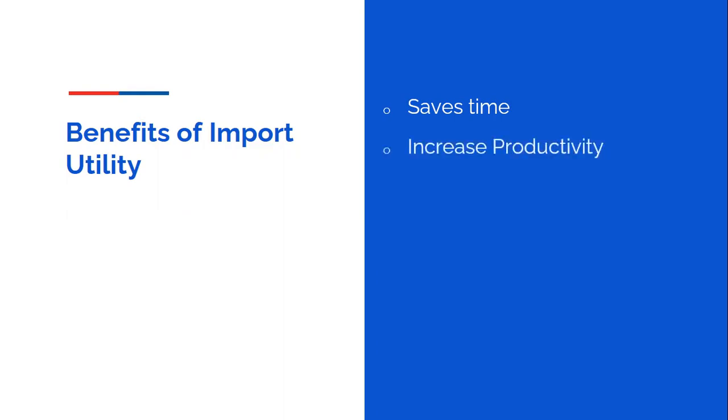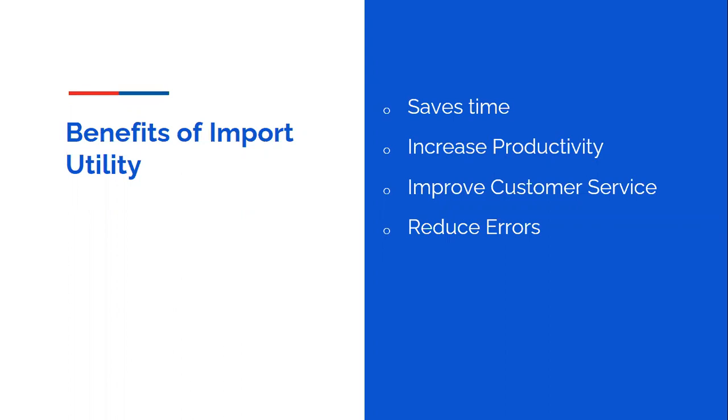Next point is increase productivity. If you save your time, you can increase your productivity. You can take care of your business. You can devote your valuable time to other business processes, and your productivity will improve. The next point is improve customer services. So if you save the time, you can provide better services to the customer. So you can improve your customer services also. If you are using this utility, you are importing the master, importing the transactions from MS Excel. So you can save your time, you can increase your productivity, and you can provide better service to customers.